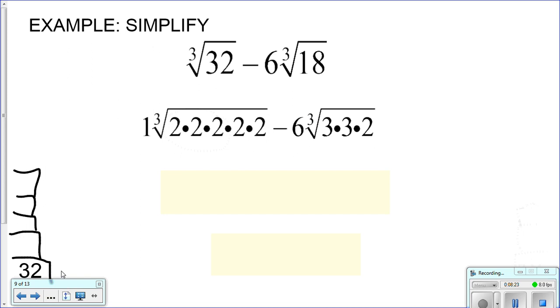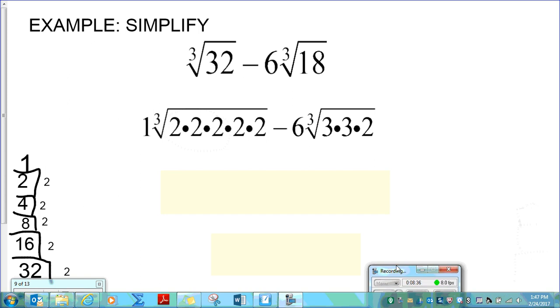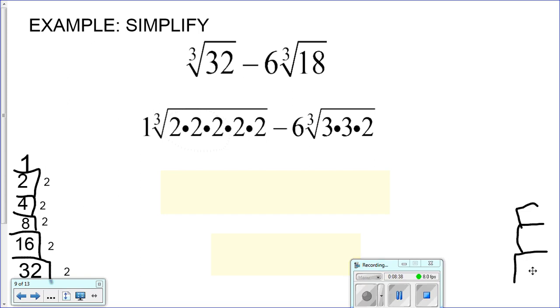So 32, again, I can divide by 2, which gives me 16. Divide that by 2, gives me 8. Divide that by 2, gives me 4. Divided by 2, 2, 2, 1. And my 18, I can divide by 3, gives me 6. Divide that by 3, gives me 2. And then I get my 1. So I just wrote it out the long way.